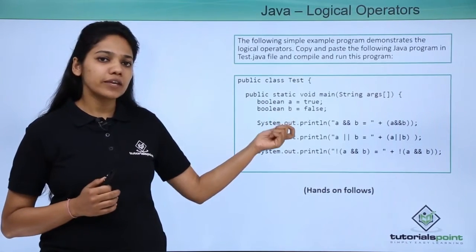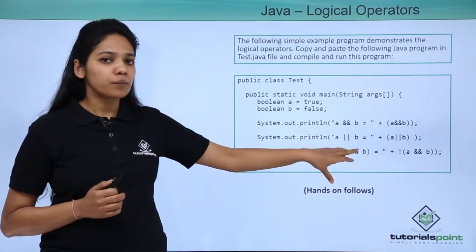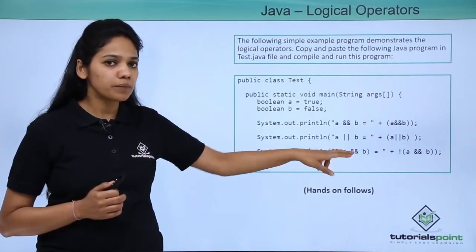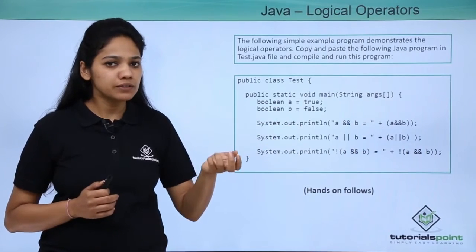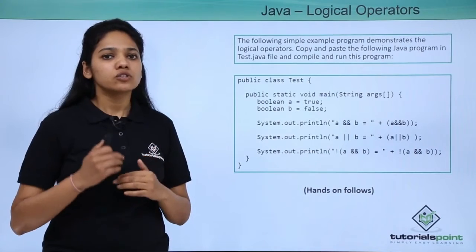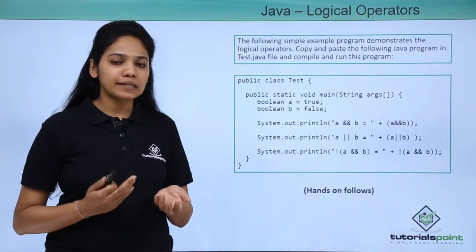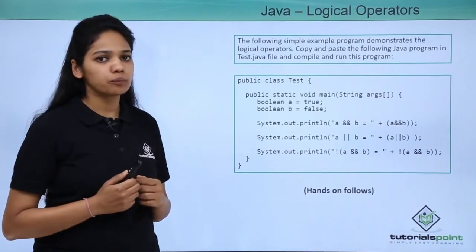So in this case, A is holding true, B is holding false. So what will be the operation, that is if you are using logical operator A and B, what would be the resulting value? A or B, and then A not logical. So for further understanding, we have created a program to run practically and see what will be the output.